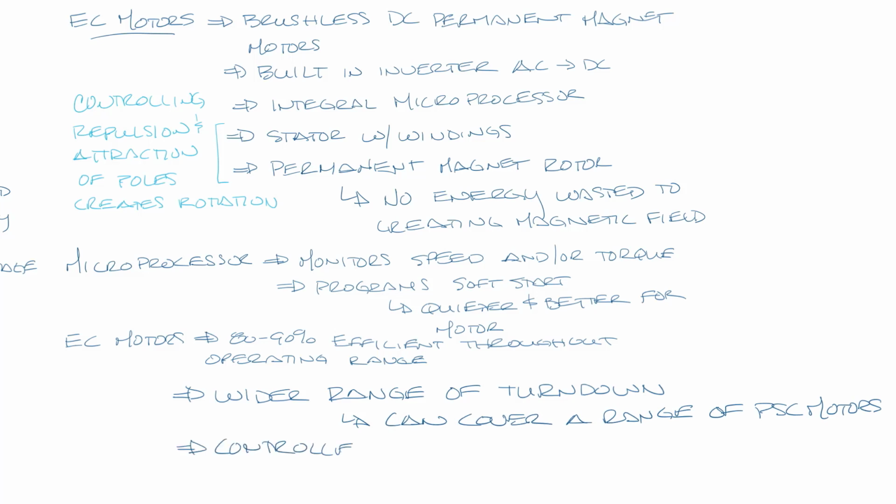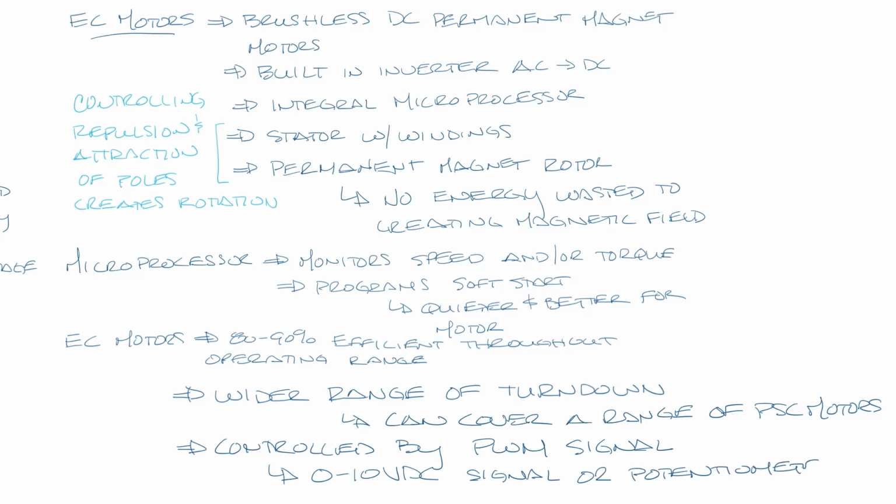EC motor speed is controlled by a PWM, or pulse width modulated signal. This means that an output signal is pulsed over a specific period of time. For instance, if you sent an 8-second signal over a 10-second duration and then sent another 8-second signal, this would equate to an 80% signal. This is usually a 0 to 10 volt DC signal, but it can be also a simple potentiometer dial on the motor or the equipment.